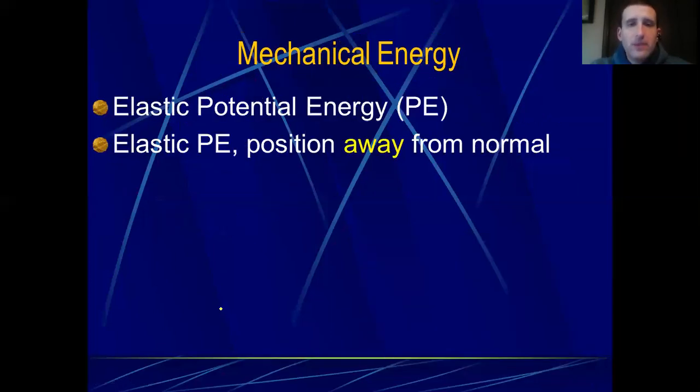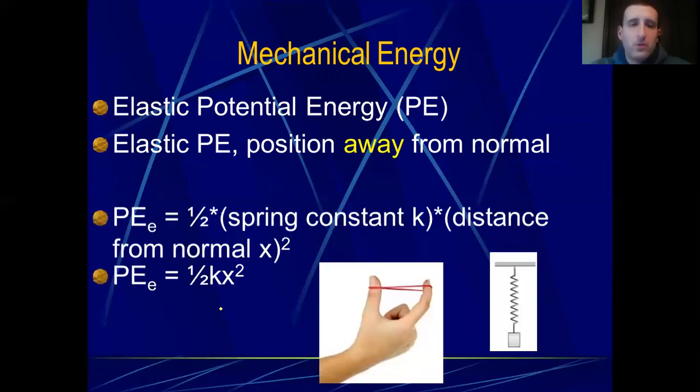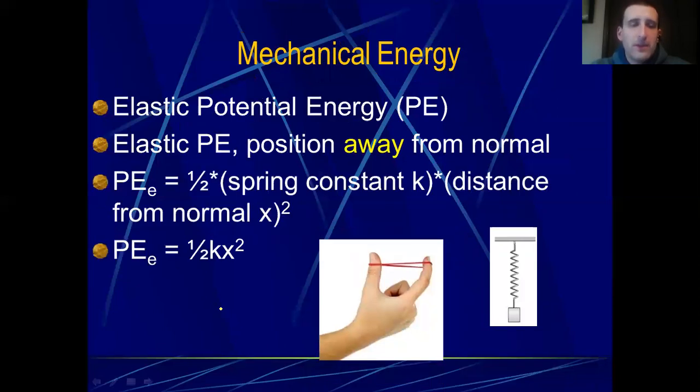So the other type of potential energy that we're going to talk about is called elastic potential energy. And again, it's still energy of position, but it's energy that's stored in making the position different from normal. So we think about this in terms of springs. Springs have something called a spring constant, and if we stretch the spring, there's energy stored in the spring, and when we release that spring, that energy will come back out.